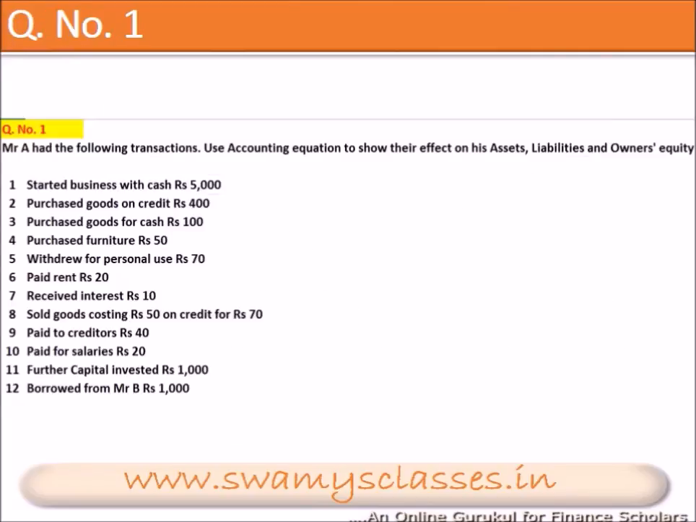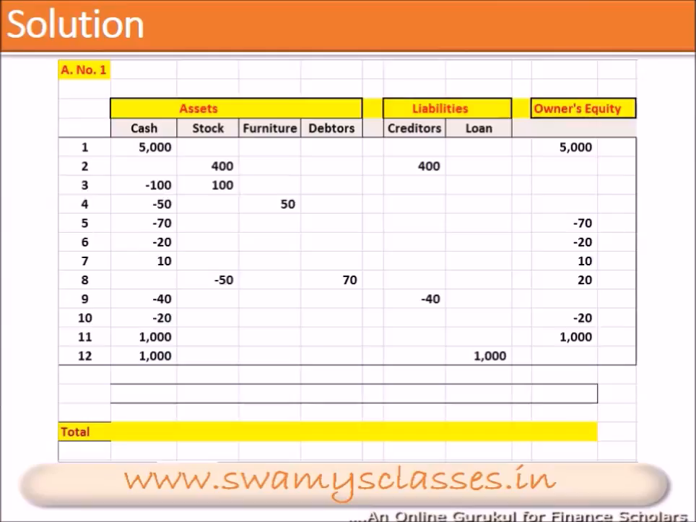Finally, the last one, borrowed from B 1000 rupees. So your cash balance goes up by 1000 rupees because you are getting money, and because you have borrowed it, you have created a liability in the name of loan. So your liabilities goes up by 1000 rupees, and your accounting equation matches.